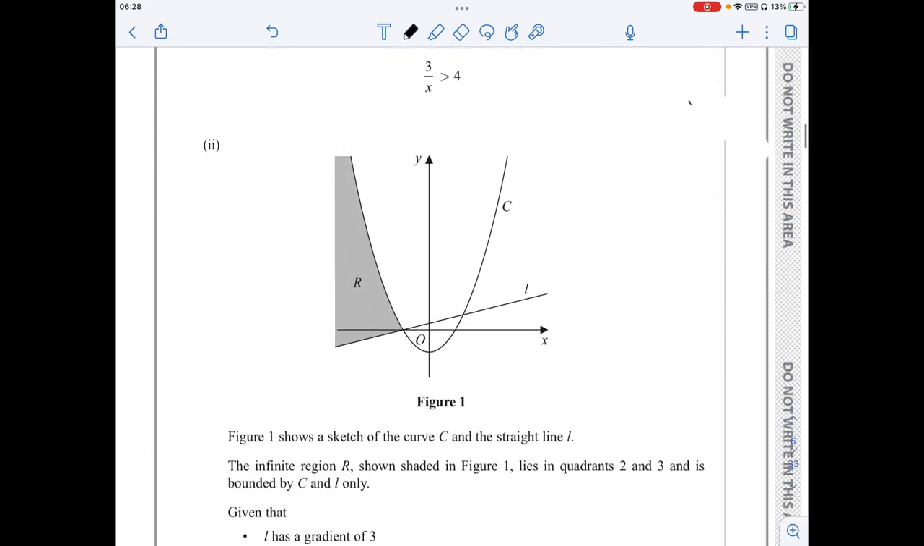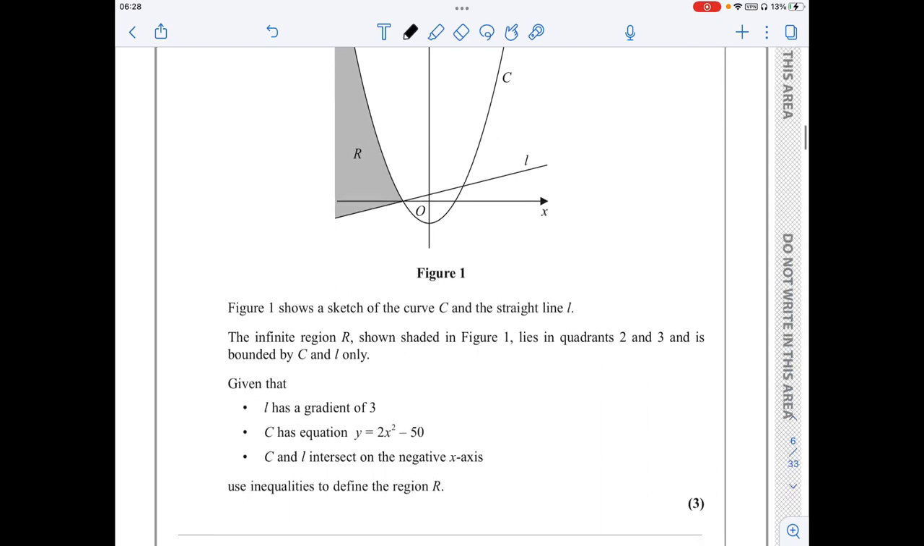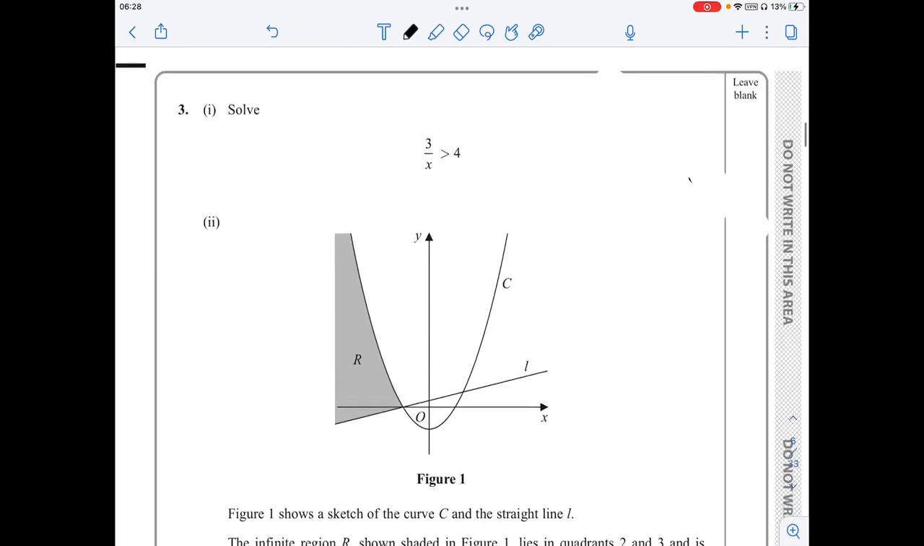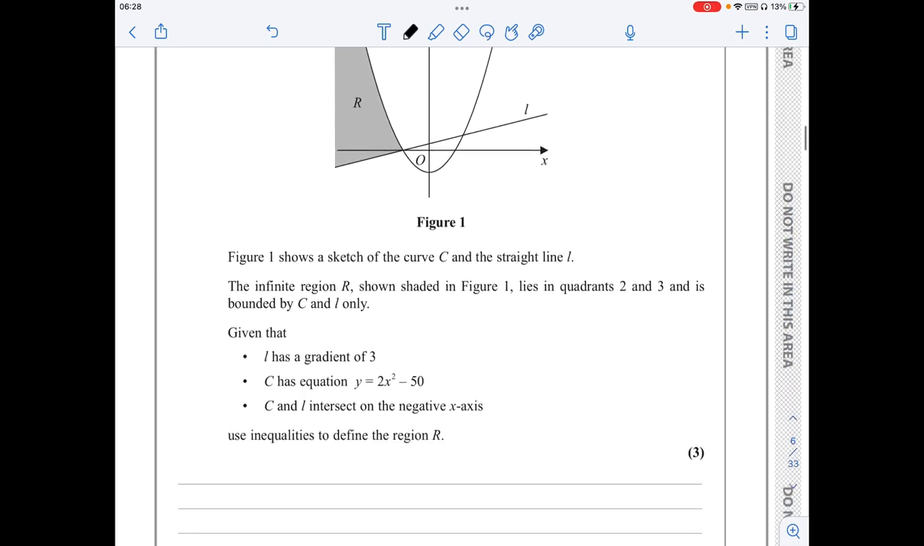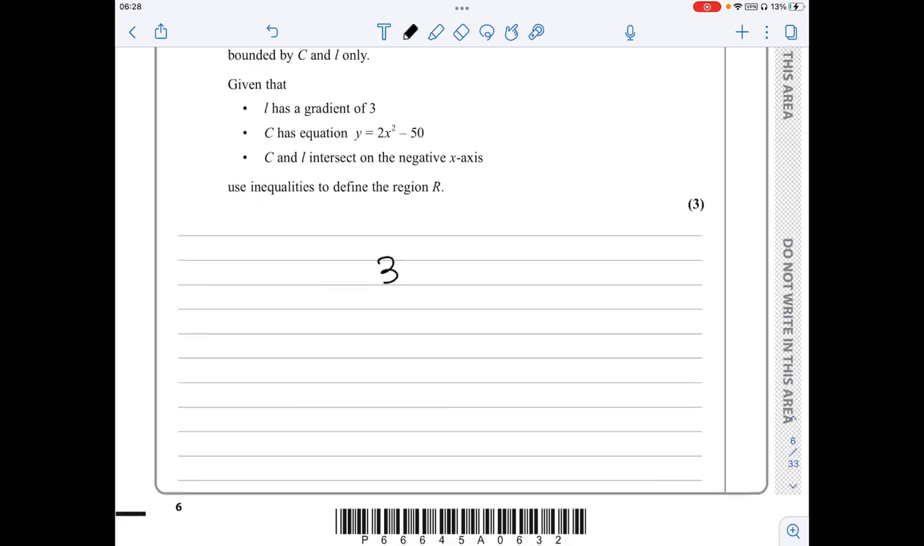Now question number 3. 3 upon x is greater than 4. Shows the sketch of the curve. Solve 3 upon x is greater than 4. The first one. So what am I going to do? 3 upon x is greater than 4.